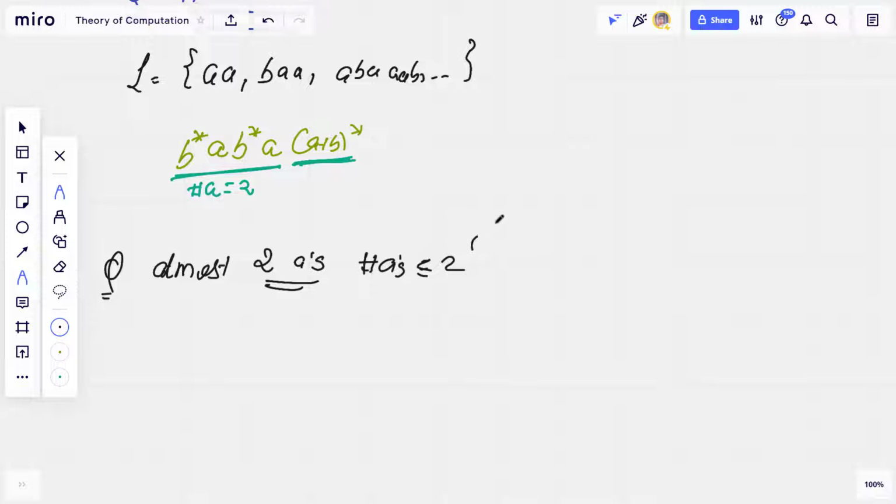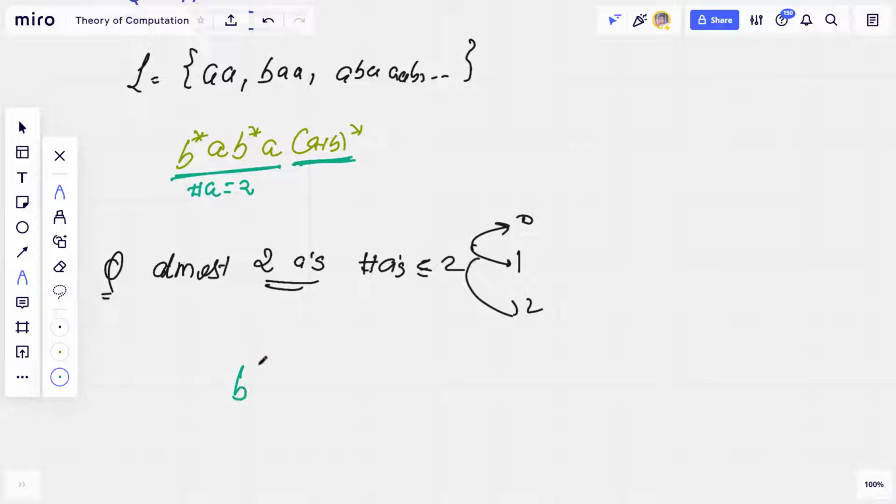So what does it mean? Either the number of A's can be 0, or the number of A's can be 1, or the number of A's can be 2. So what you can do is write a regular expression for 0 A's, a regular expression for one A, and a regular expression for 2 A's. So here's how you write it.